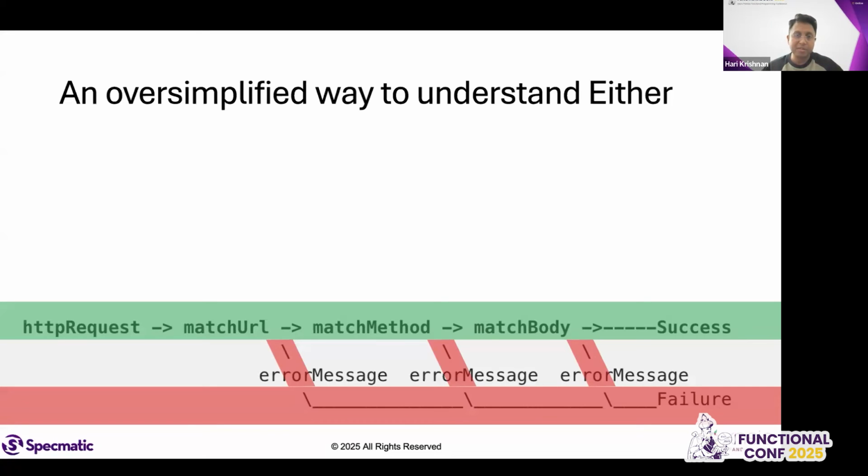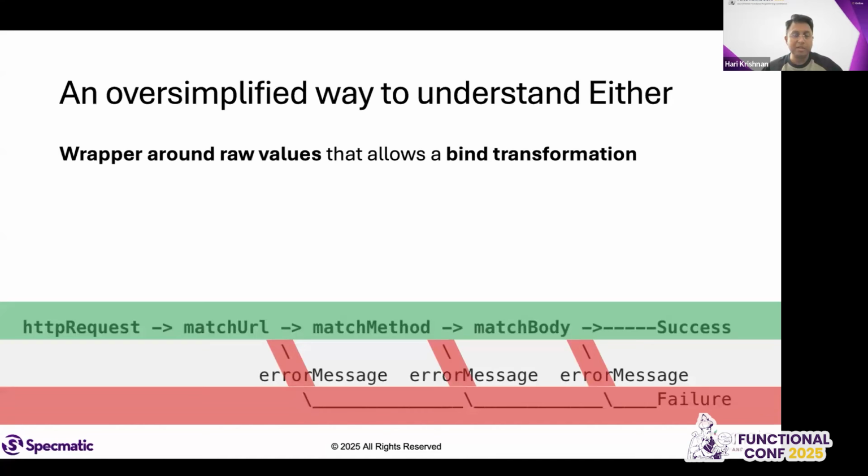But what if we could use Arrow KT, a beautiful library which brings a lot more functional programming capability into the Kotlin universe? Arrow KT has a bunch of operators, the flat map, of course, and then the either monad, which I wanted to use and learn for myself. That was the inclination to even start off. Here I find this particular definition a little bit more palatable in the context of this HTTP request matching, right? What is a monad? It's a wrapper around raw values that allows a bind transformation.